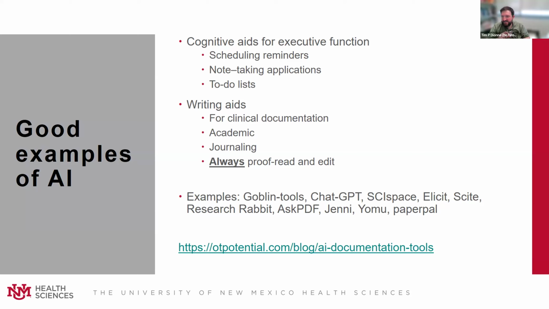SciSpace, Elicit, Site, Research Rep. These last few are really specific, and often the first two can be done free. The last handful often have like a trial period or a limited number of generations.